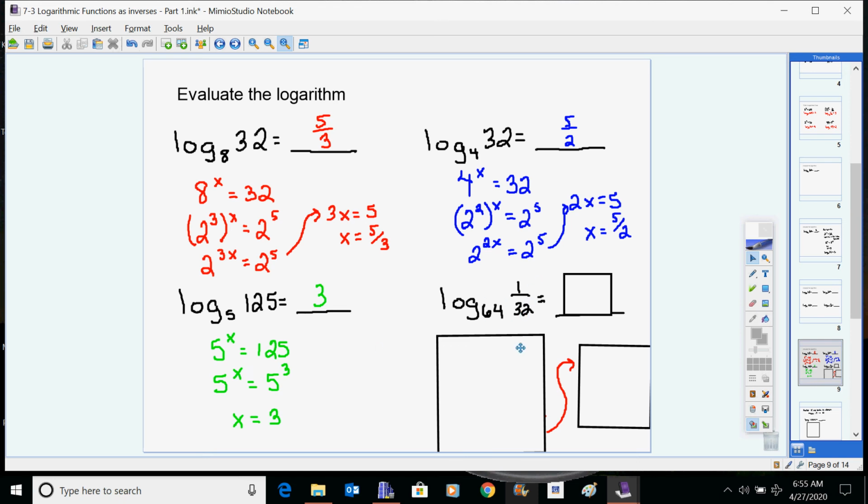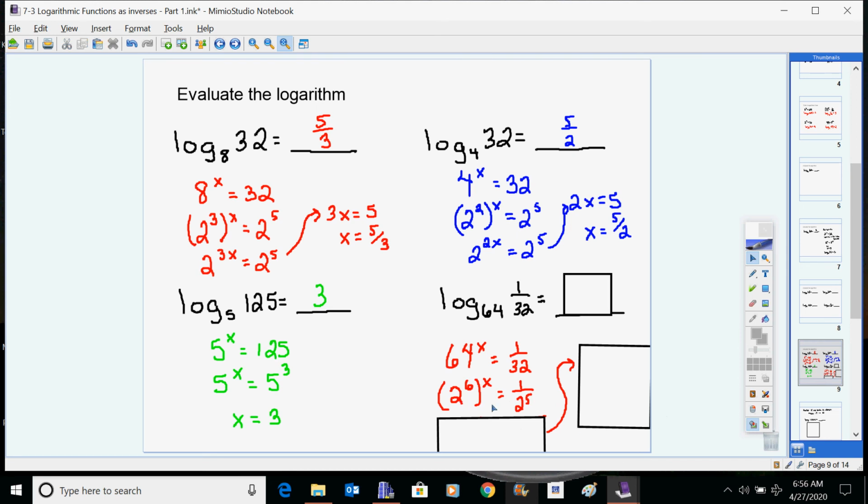Okay, 64, oh, fractions. Fractions are not necessarily horrible. So you can look at this. We do need to write it as 64 to a certain power equals 1 over 32. We're going to do this in steps. 64 is just one more power up from here, so that's 2 to the 6th power. This is now 1 over 2 to the 5th power.